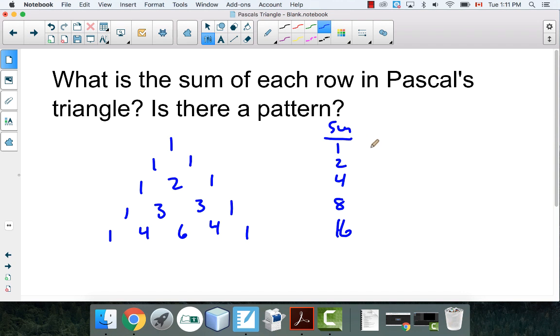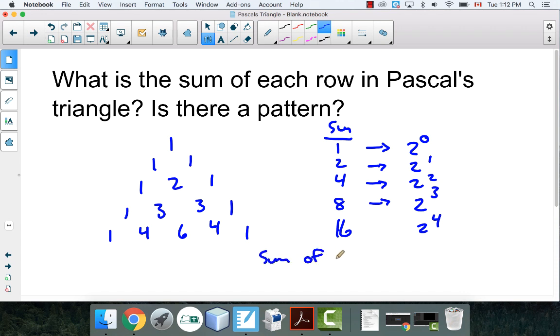So is there a pattern here? These numbers relate to 2 to the exponent. So this number is actually 2 to the 0. This one right here is 2 to the 1. This is 2 squared. It keeps doubling, so we can represent it as exponents. And this is 2 to the 4 right here. So essentially what happens is the sum of the row is going to equal 2 to the exponent n, where n is the row number.